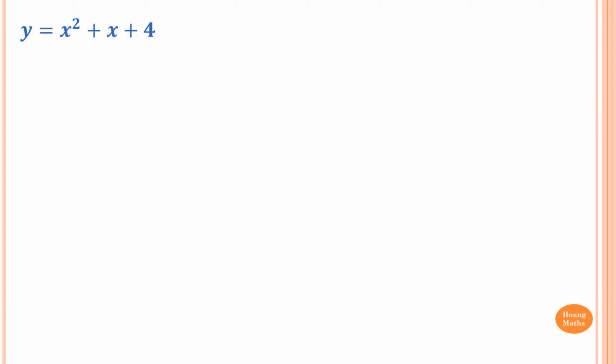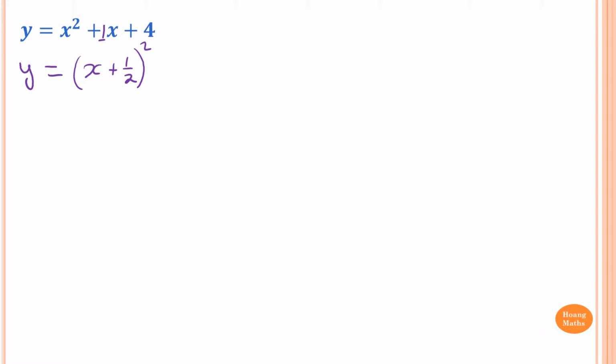y is equal to x squared plus x plus 4. No number in front of x. This means that the coefficient of x is 1. So to put it in perfect square form, we go y is equal to, half of the 1 is a half. So x plus a half.